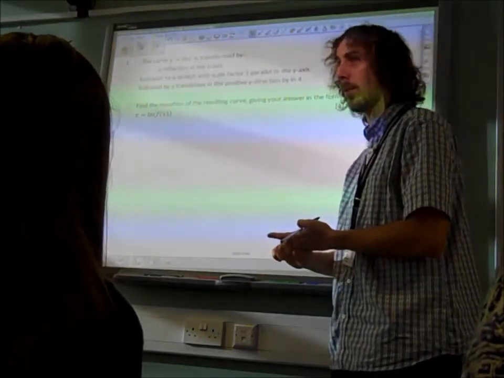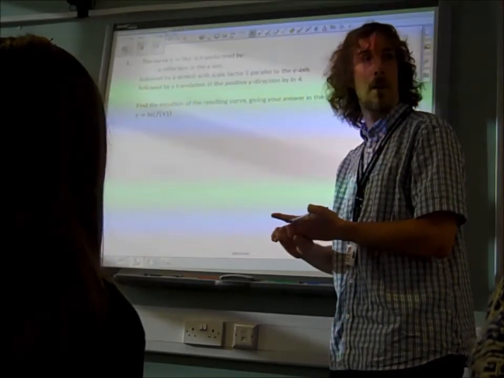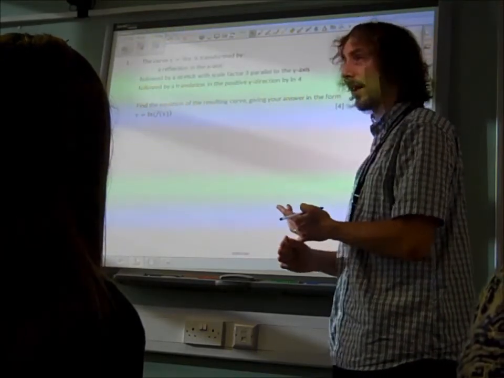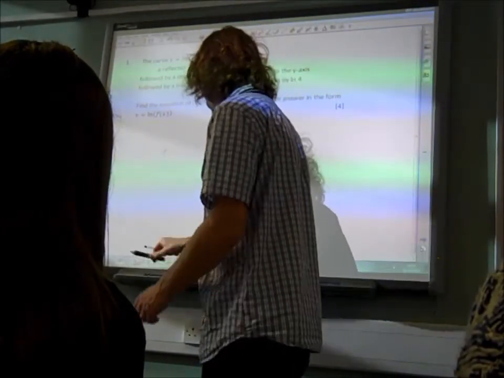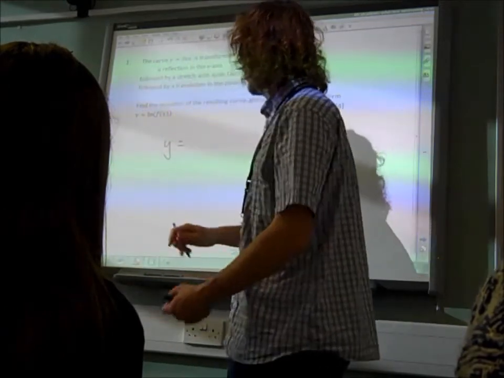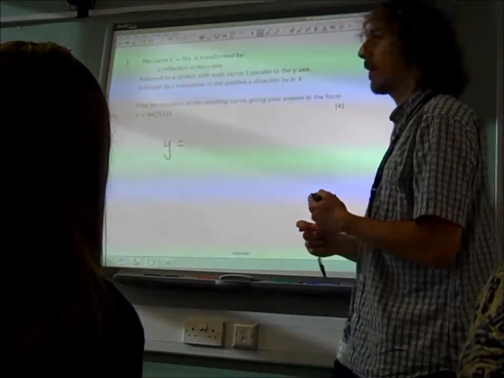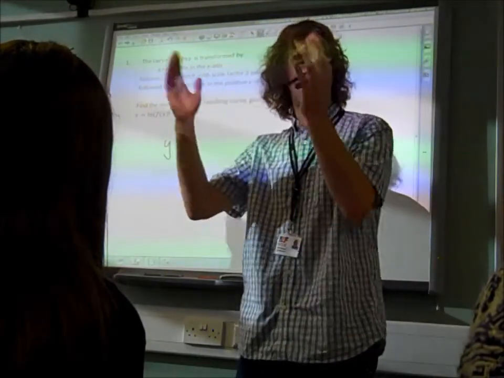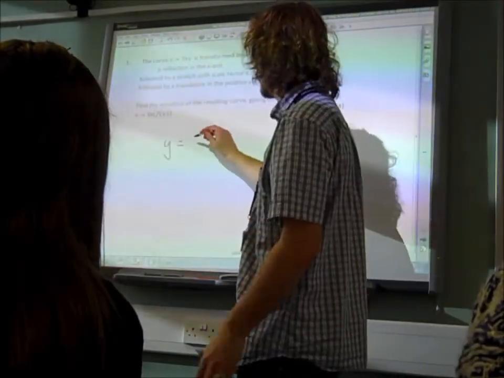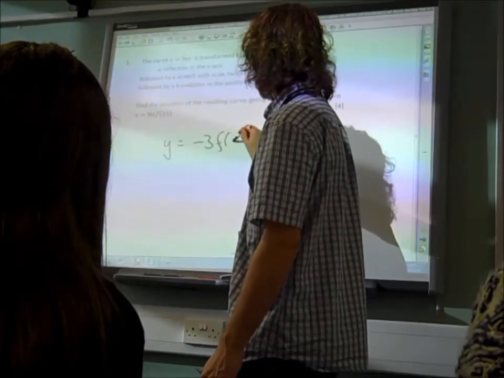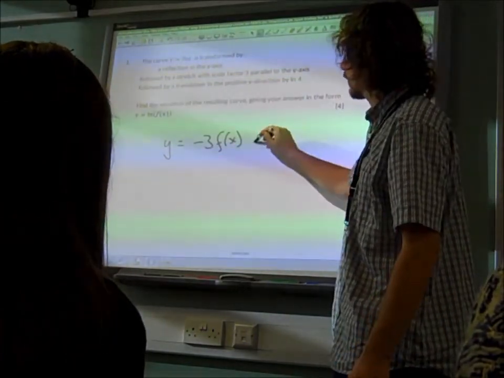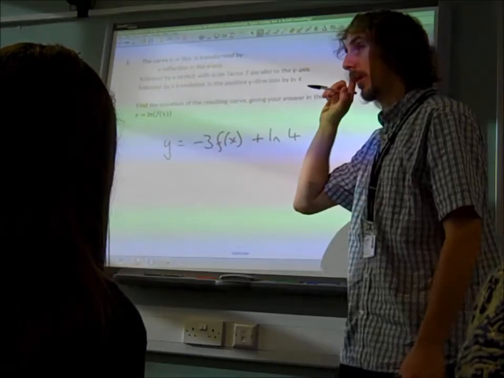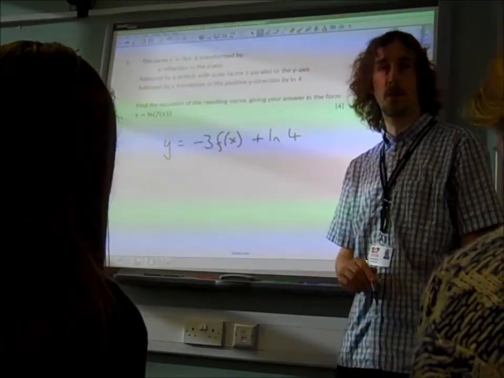We've got 3 transformations, but they're kind of all in the same sense, aren't they? They're all parallel to the y-axis things. So our reflection in the x-axis, that means that our function is going to become negative. So we're going to have minus the stretch of scale factor 3 parallel to the y-axis. Well, that's the 3 times the whole function, isn't it? If we do it in function notation, this is a minus 3 f of x, and then followed by a translation in the positive y direction by natural log of 4, so plus ln 4.